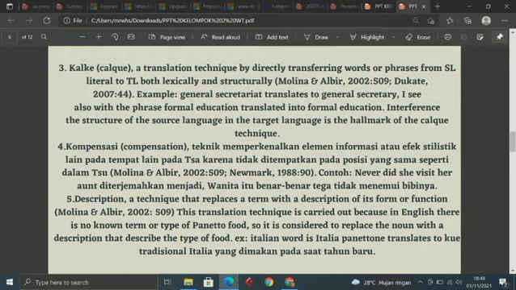Description, a technique that replaces a term with a description of its form or function. Molina and Albir, 2002, 509. This translation technique is carried out because in English, there is no noun term for the type of panettone food. So it is considered to replace the noun with a description that describes the type of food. Example, Italian word is Italian panettone, translated to kue tradisional Italia dimakan pada saat tahun baru.